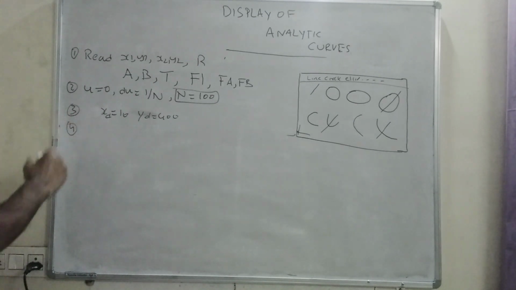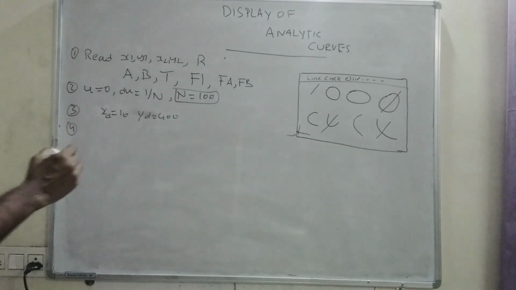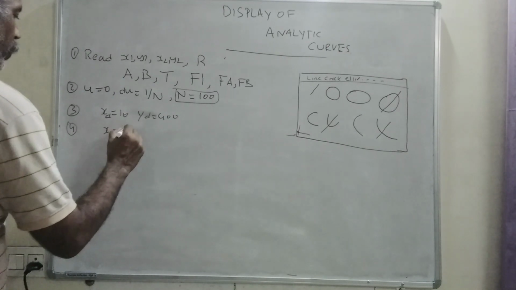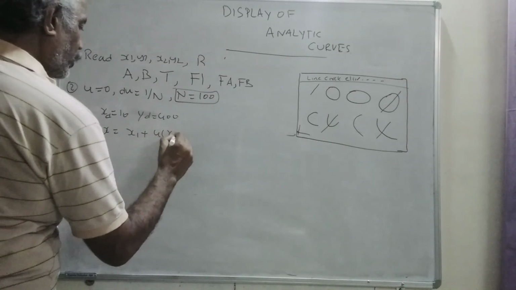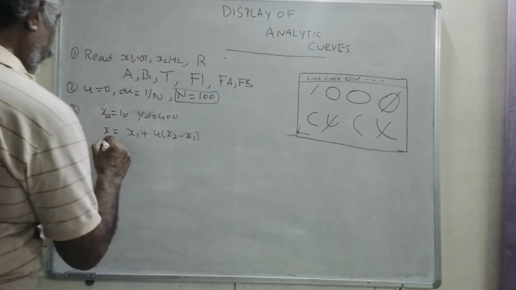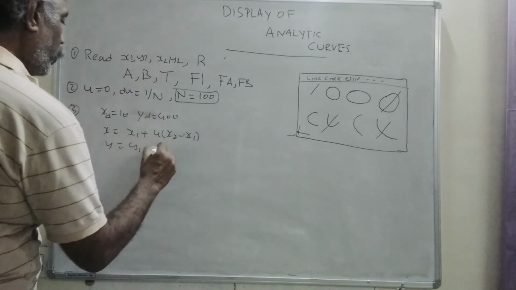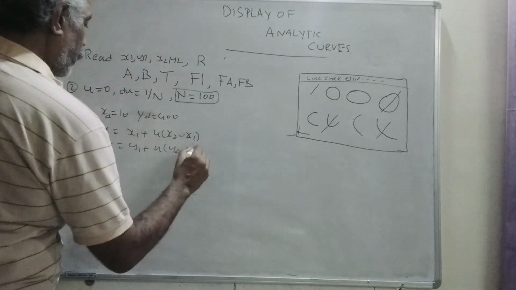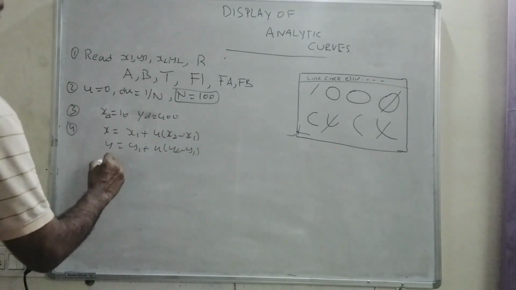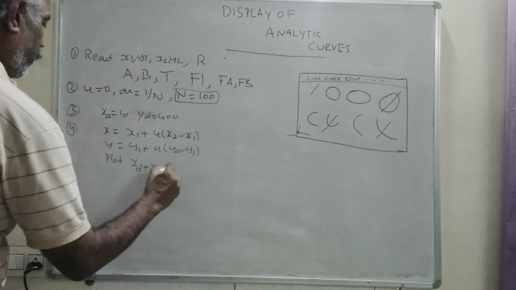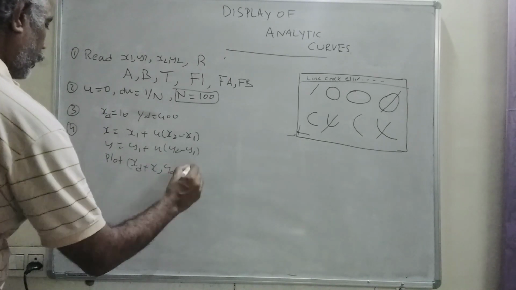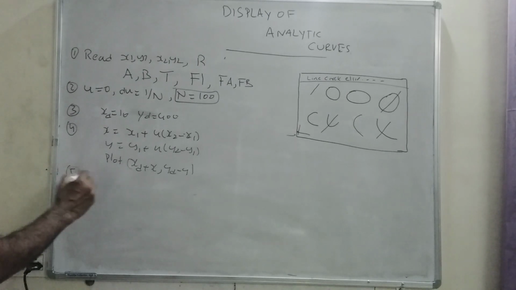Next, first let us complete straight line. X is equal to x1 plus u into (x2 minus x1). Y is equal to y1 plus u into (y2 minus y1). This is over. And plot xd plus x and yd minus y. This is one thing.